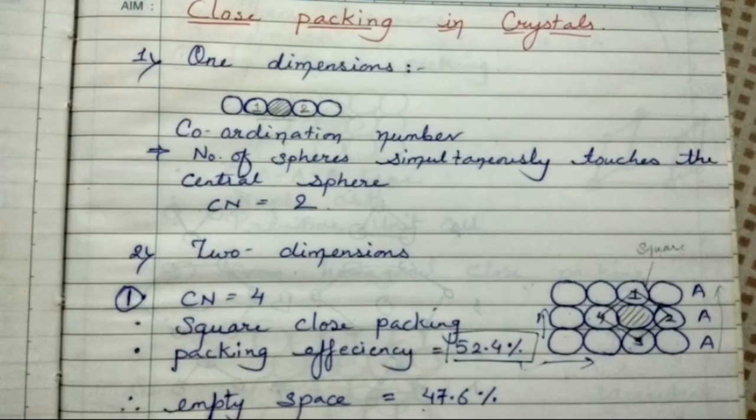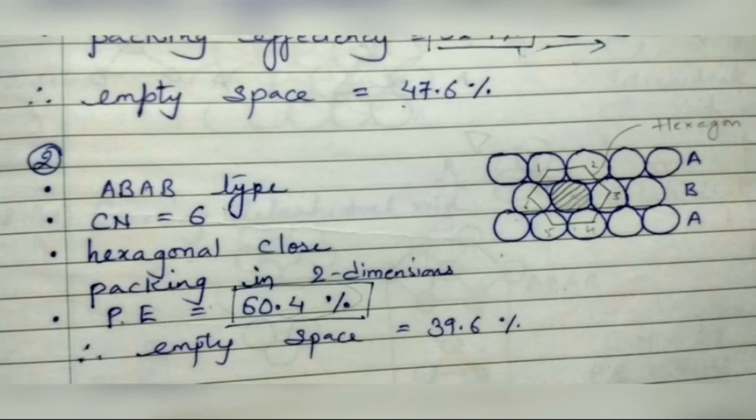Close packing in crystal, one dimension, my dear student, your coordination number, that is the number of particles touching the central atom, is 2. Coordination number is 4 when you talk about 2 dimensions. You are able to see we are having 2 types of structure, square close packing, which is having one particular particle surrounded by 4. One particle is touched by 4 particles. Fine. Okay. AB type, if we talk about hexagonal close packing, your coordination number will be 6. One particle is touched by 6 particles. Packing efficiency will be 60.4% and empty space will be 39.6%. That is what you have to remember.